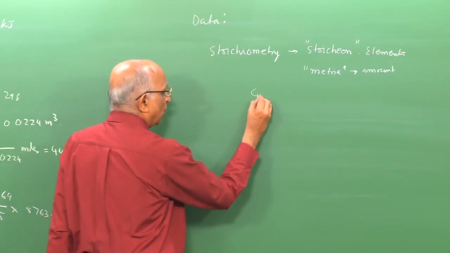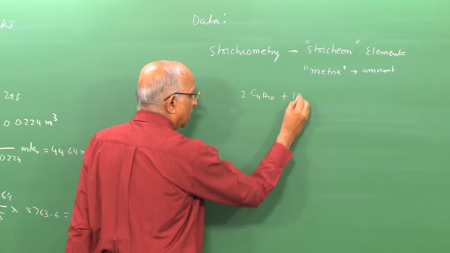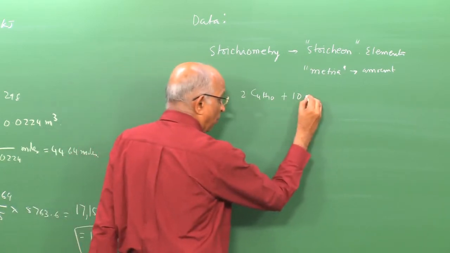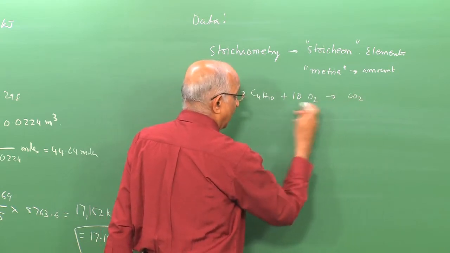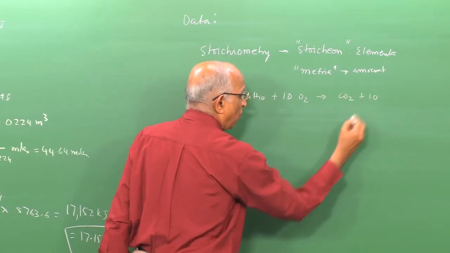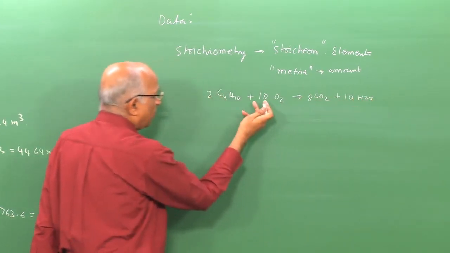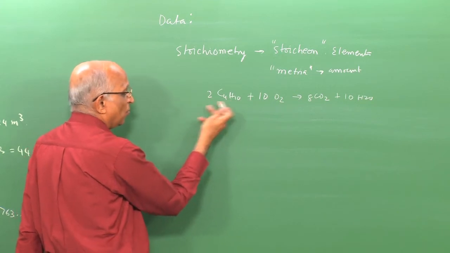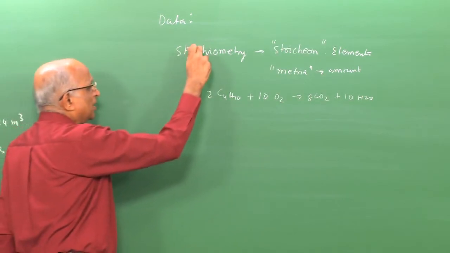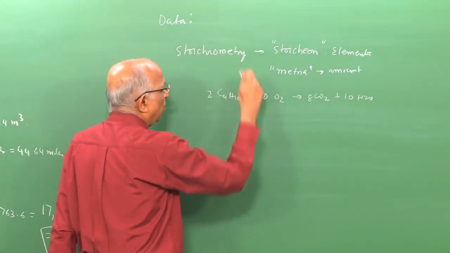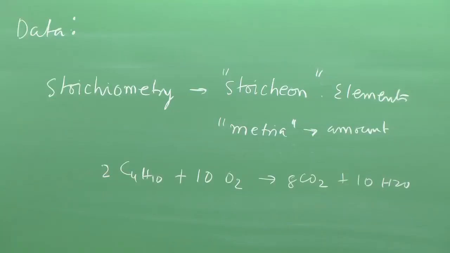We had 2 moles of C4H10 reacted with 13 moles of oxygen to give something like 8 moles of CO2 and 10 moles of water. Therefore, the proportion is there, that is, the molar ratio. Strictly, stoichiometry just determines the ratio of the proportion of the reacting constituents.